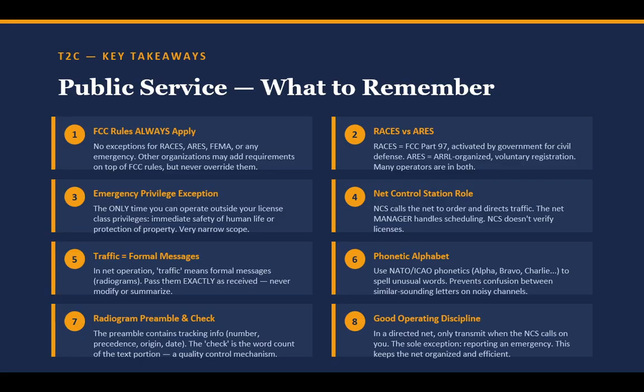Traffic, number 5, is formal messages. So in a net operation, traffic basically means the messages, the radio traffic, as it's called, that's coming across the air, radiograms. Years ago when I was a young ham, I was a net control station for our local net, and one of the things that we always did was ask if there's any traffic for the National Traffic System, and if we got that, we'd pass it along. Well, I said that generically for a very long time. I would always ask for that. Nothing was ever heard. I would always go on.